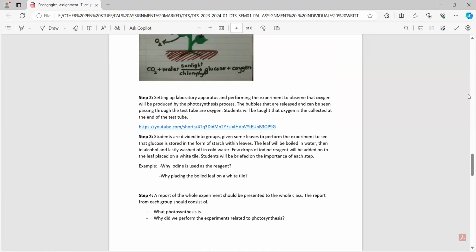Step 3, students are divided into groups, given some leaves to perform the experiment to see that glucose is stored in the form of starch within leaves. The leaf will be boiled in water and then in alcohol and then lastly washed off in cold water. A few drops of iodine reagent will be added on to the leaf placed on a white tile. Students will be briefed on the importance of each step.